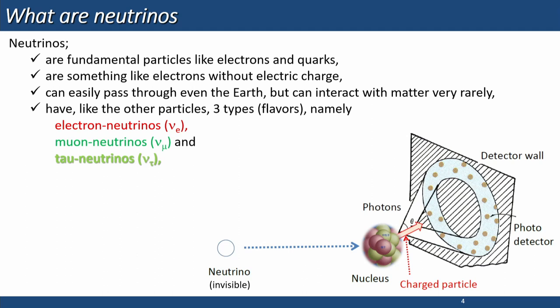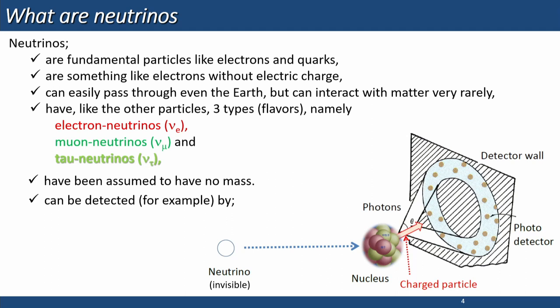Neutrinos have, like the other particles, three types or three flavors, namely electron neutrinos, muon neutrinos, and tau neutrinos. And an important thing historically is that neutrinos have been assumed to have no mass. Neutrinos can be detected this way: a neutrino interacts with a nucleus, and then a charged particle is produced. Then this particle propagates in a medium, for example water. In the case of water, Cherenkov photons are produced, and we can observe these photons with photodetectors. This way, we observe neutrino interactions.